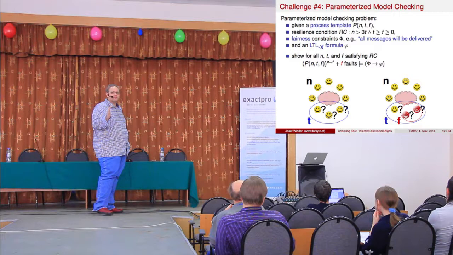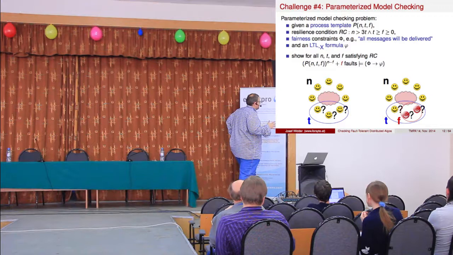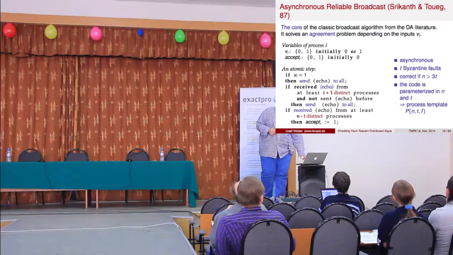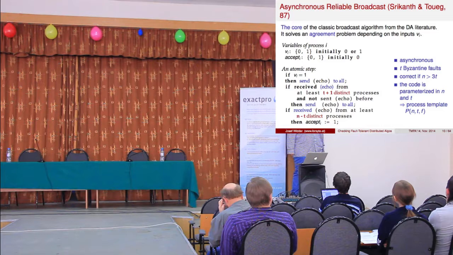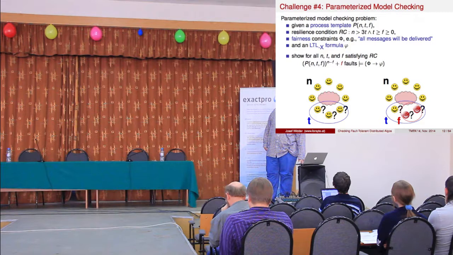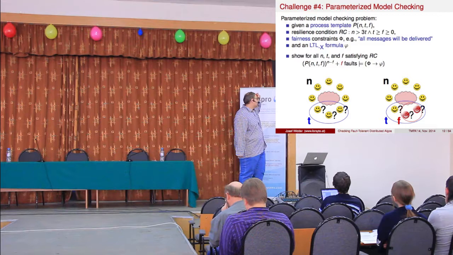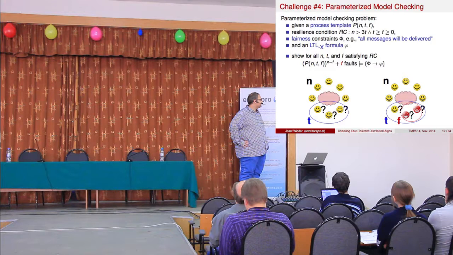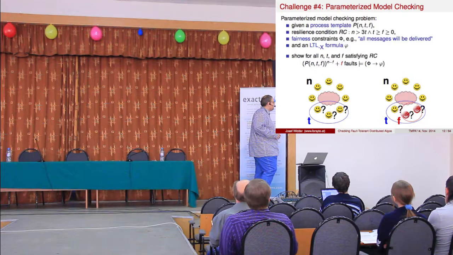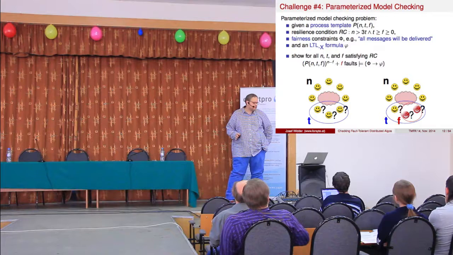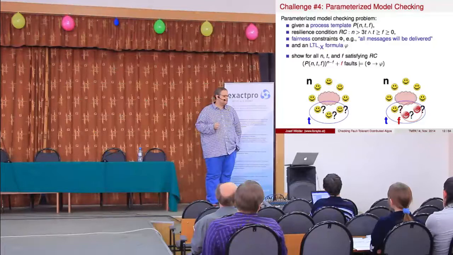So we have a program. I come back to that here to mention that. What you see here is that this code is parameterized, right? You have in the code these parameters, which means that you actually have a process template which is parameterized, which we call PNTF. So you have a process template, you have a resilience condition, and you have some fairness constraints, like all messages that are sent are going to be received, and you have a formula, and you have a parameterized model checking question. The parameterized model checking question is whether for all combinations of parameters that satisfy the resilience condition, the system that is composed out of these parameterized processes satisfies the specification. This is what's written here in this logic formula.